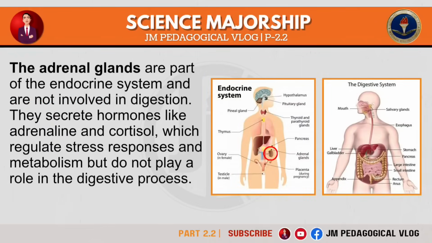The adrenal glands are part of the endocrine system and are not involved in digestion. They secrete hormones like adrenaline and cortisol, which regulate stress responses and metabolism, but do not play a role in the digestive process.